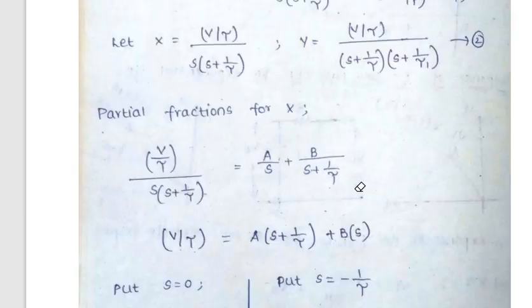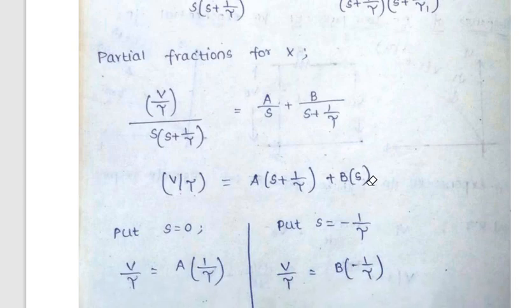So to calculate the partial fractions for x, let us consider V by tau whole by s into s plus 1 by tau, that is equal to A by s plus B by s plus 1 by tau. Take LCM, therefore V by tau is equal to A into s plus 1 by tau plus B into s. When s is equal to 0, we can get the value of A. When s is equal to minus 1 by tau, we get the value of B.